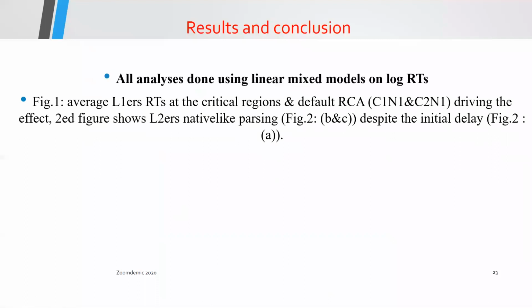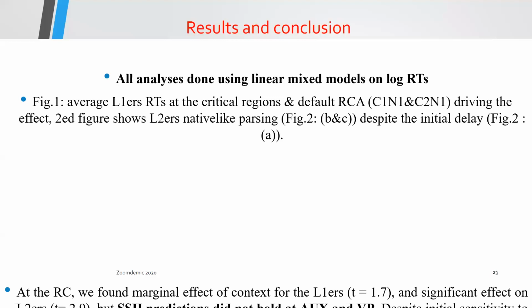And you can see that the average reading times of the native speakers at the critical regions were driving the effect. So the default attachment or the high attachment was driving the effect that we have seen in the figures. And the second language learners, or the Indians, were actually native-like parsing, as evident by the second critical region, despite initial sensitivity to context.